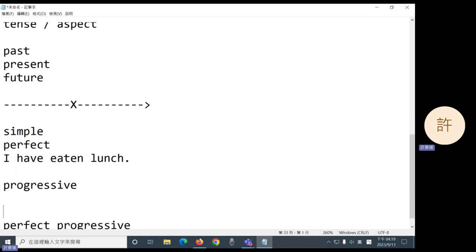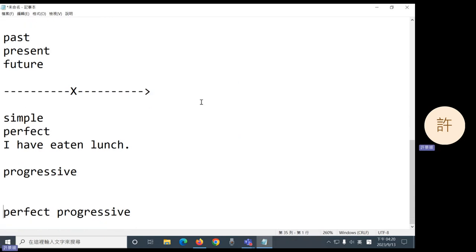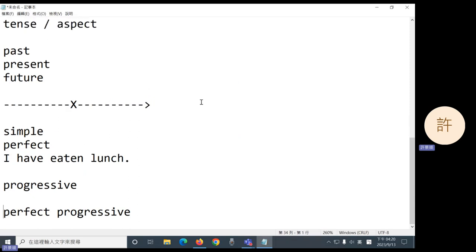Progressive 进行式, same idea, except here instead of finishing, the idea is continuing. I am in the middle of doing something. And because I am in the middle of doing something, it is affecting what happens next. And then finally, perfect progressive, 完成进行式.